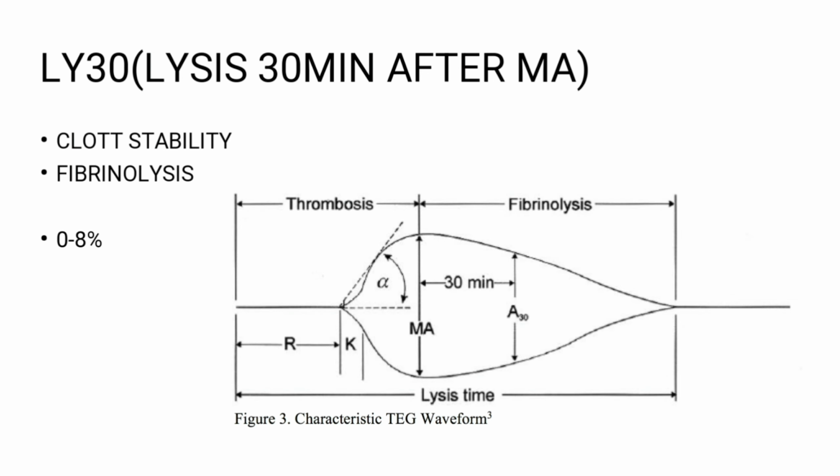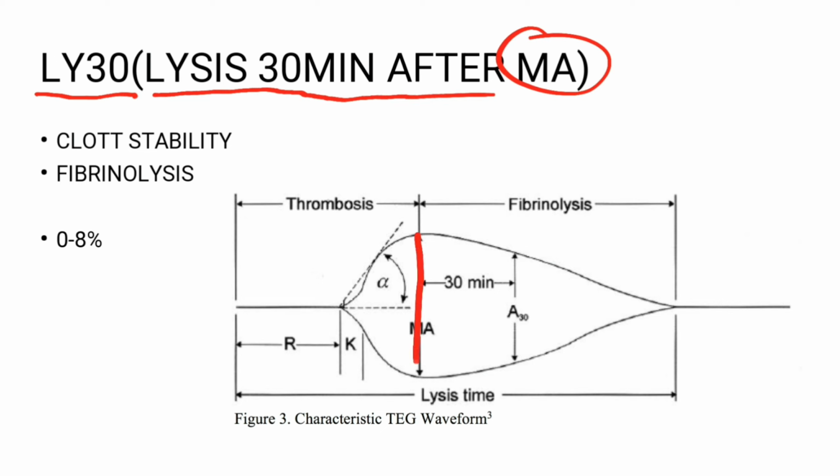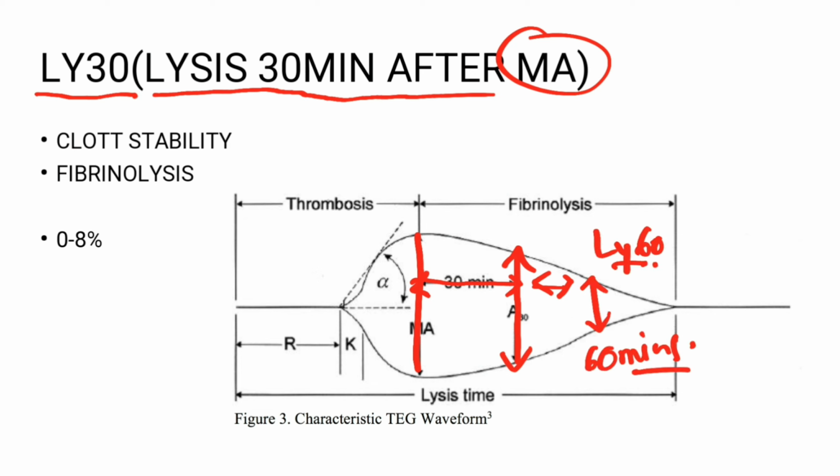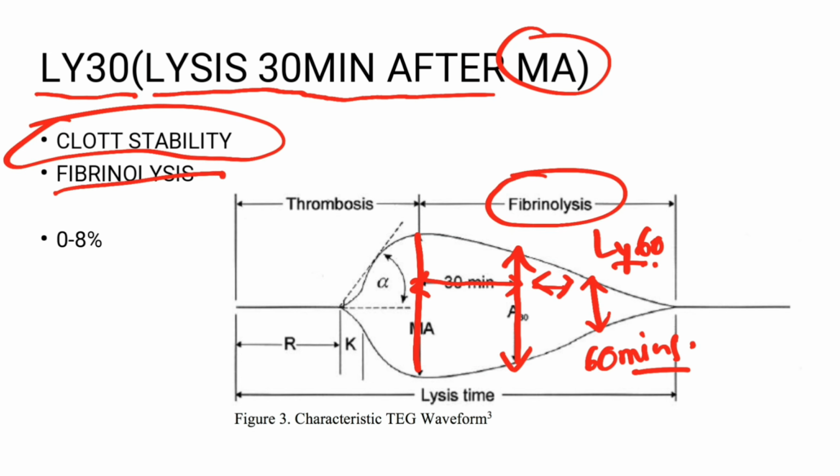The next parameter is known as LY30 or lysis 30 minutes after the MA. So this is MA. After 30 minutes we measure the amplitude, that is the lysis amplitude. There is another term which is lysis 60, LY60, measured after 60 minutes. Both parameters see the clot stability and show the fibrinolysis. The normal value is 0 to 8%.